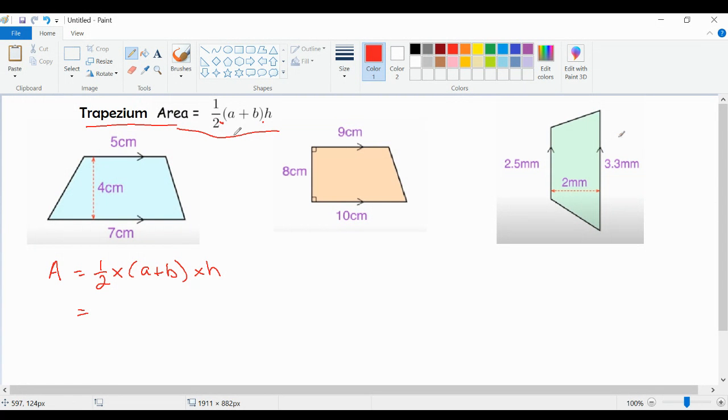The a and the b are the two parallel sides. It doesn't matter which way you label them. So I'm going to label the top one a and the bottom one b. And h stands for the height. So the height in this case is 4. So we're just going to put them into the formula. So we're going to go a half times and open the bracket. We're not going to do any calculations, just going to put everything in.